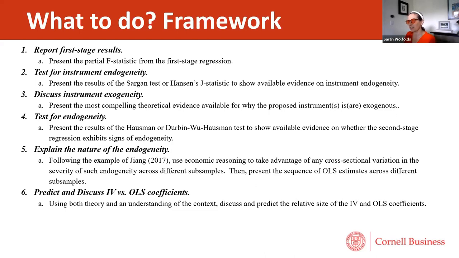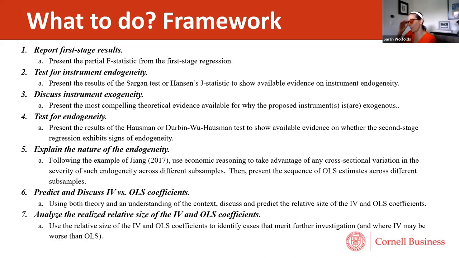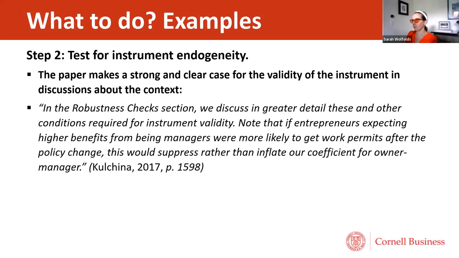And then the last two, 6 and 7, these are the ones that we would really push on, that we don't see a lot of researchers do. So really comparing and discussing IV versus OLS coefficients. There are a number of the papers we examined that make a case for why they're using instrumental variables approaches, but then never actually show the OLS estimate. So I think actually presenting both IV and OLS coefficients and being transparent about the relative size of those in your results.